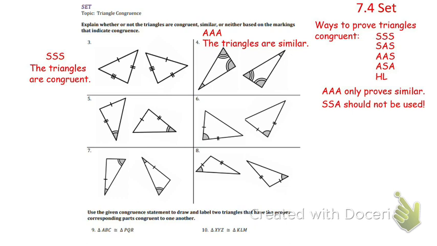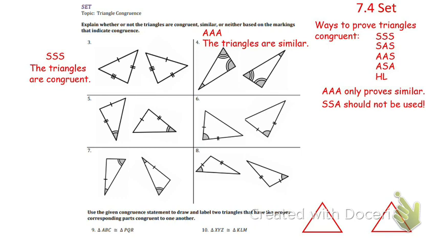At the bottom, this is going to go pretty quick. They want us just to use the congruence statement that they gave us, to draw the 2 triangles, and label them with the proper corresponding order. And we want to make sure that whatever we draw, they're going to match up. So the way I usually do this is I just draw 2 triangles. It really doesn't matter what the triangles look like, just draw 2 congruent triangles, 2 triangles with the same size and shape.